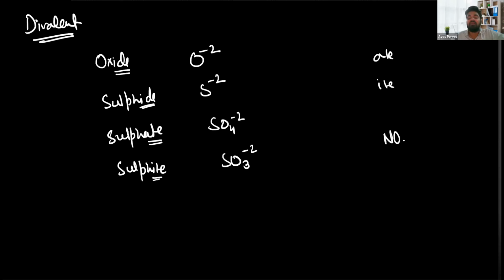Like in nitrate, we have NO3. Don't think that 3 is with ITE. No, this is nitrate; here ATE is 3. But NO2 is nitrite. So ATE for nitrogen is NO3, nitrate, and ITE is NO2, nitrite. Both of them have the valency minus 1. Understood? Yes.